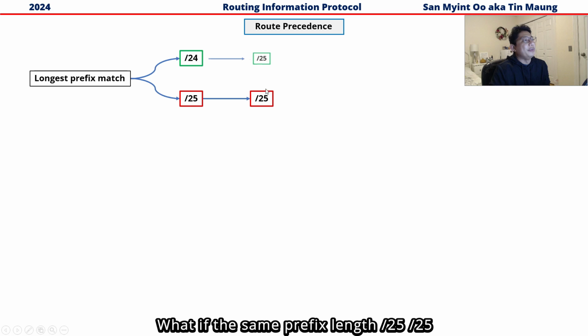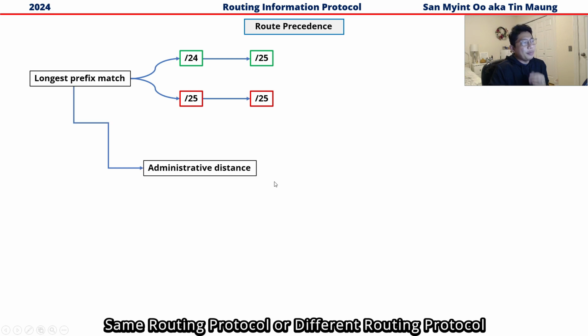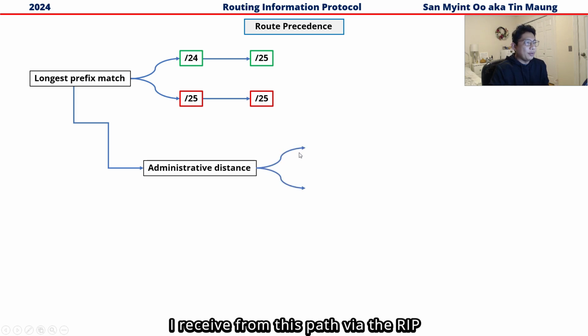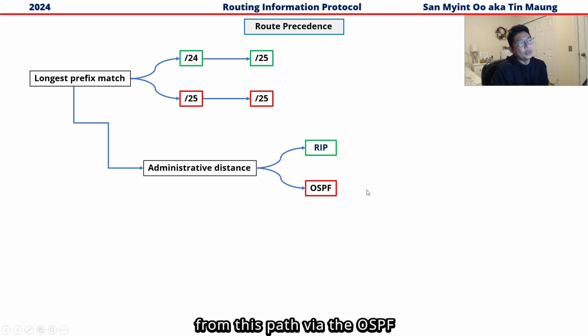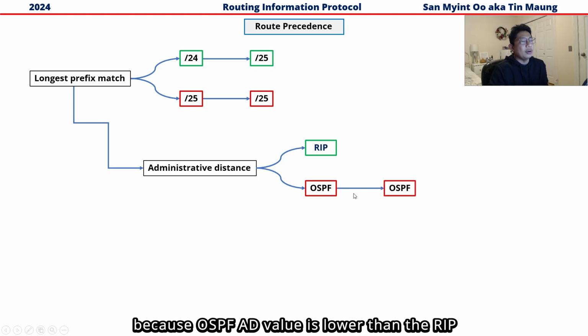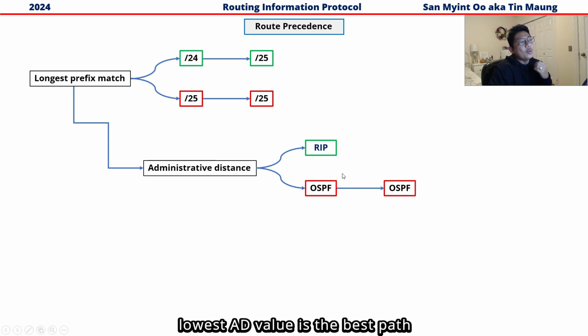What if the prefix length is the same, /25 and /25? For the next step, we will compare the routing protocol. Same routing protocol or different routing protocol? If different routing protocol, we will compare the AD value. I receive from this path via RIP, and from this path via OSPF. I will choose OSPF as the best path because the OSPF AD value is lower than RIP. For different routing protocols, the lowest AD value is the best path.